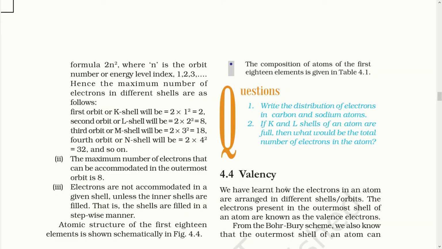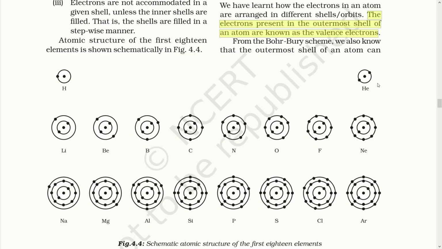Valency. We have learned how the electrons in an orbit are arranged in different shells or orbits. The electrons present in the outermost shell of the atom are known as valence electrons. That means, children, the outermost orbit, here hydrogen's outermost orbit is the first orbit.